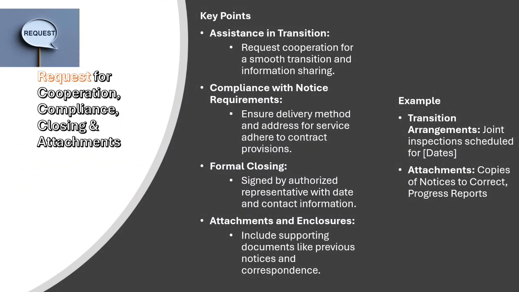Finally, wrap things up with a request for cooperation, compliance, closing, and attachments. Ask the other party to assist in the transition. This could mean sharing information or coordinating with the new contractor. Ensure that your termination letter complies with the contractual notice requirements, specifying the method of delivery and the correct address for service. Conclude your letter formally, signed by an authorized representative with the date and contact information for further communication. Don't forget to list all attachments and enclosures. These could be copies of previous notices, correspondence, or records of noncompliance. It's like putting the final pieces in place, ensuring everything is documented and official.